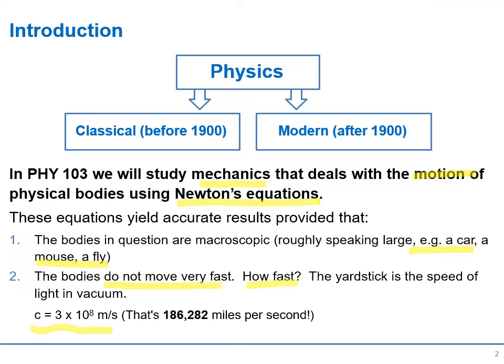So in mechanics, we'll study the motion of physical bodies using the Newton equations, and for these equations we just need to check these two conditions: the objects should be macroscopic in nature and they should not move very fast. If we have any microscopic objects moving, we cannot study those under this mechanics.